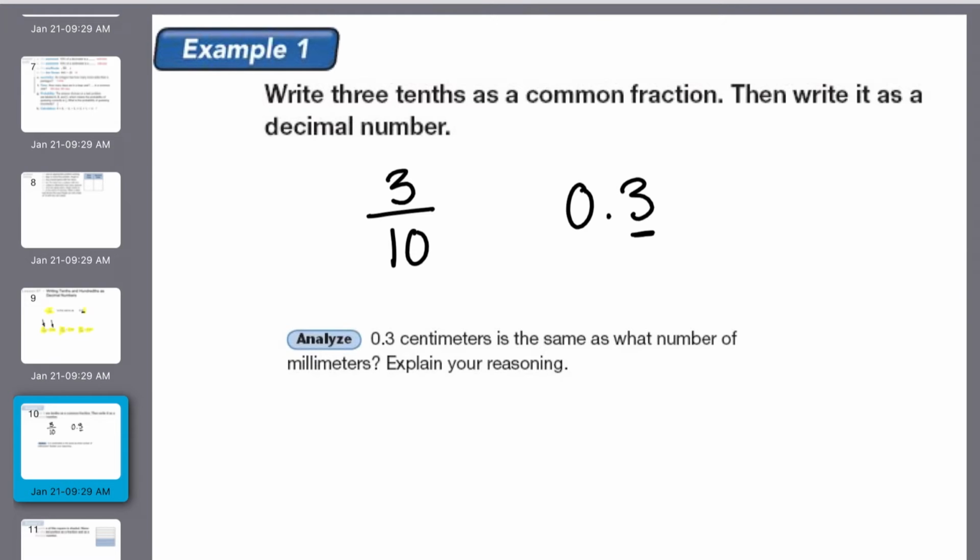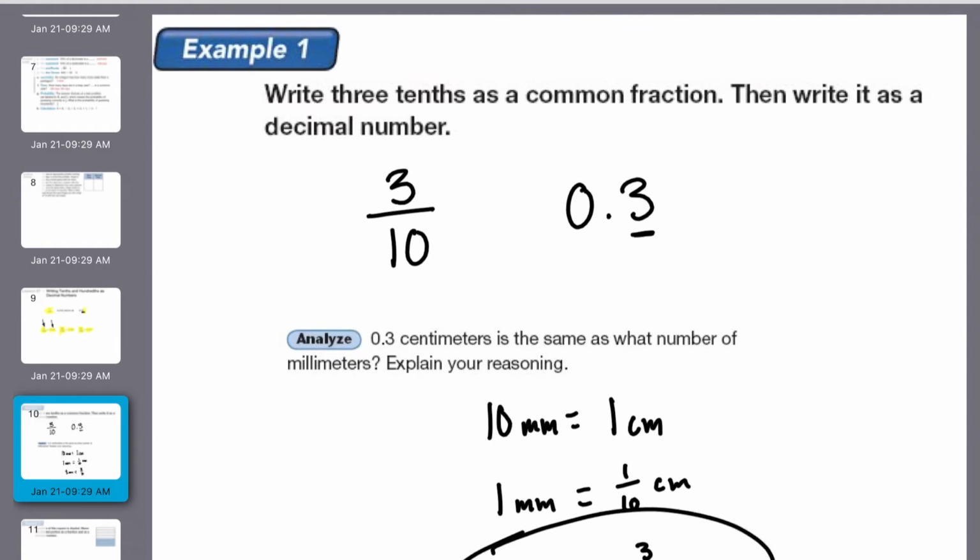0.3 centimeters is the same as what number of millimeters? Explain your reasoning. Well, there are 10 millimeters in 1 centimeter. So that means 1 millimeter is 1/10 of a centimeter. If that is true, and we have 3/10 of a centimeter, that would be equal to 3 millimeters. So that would be my reasoning.